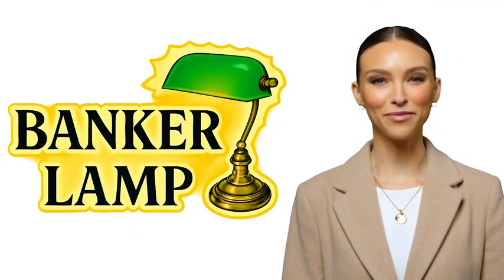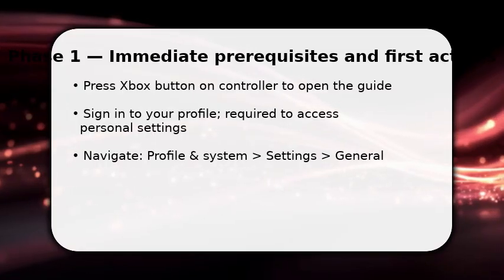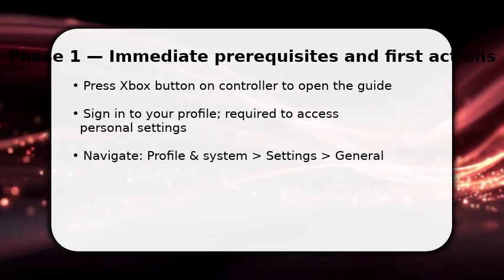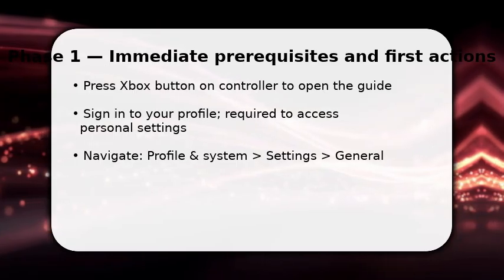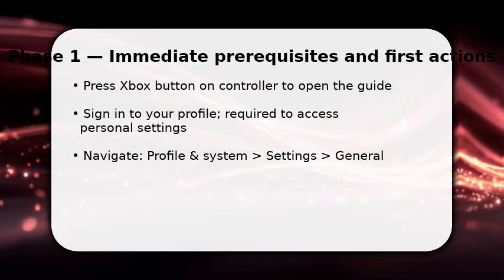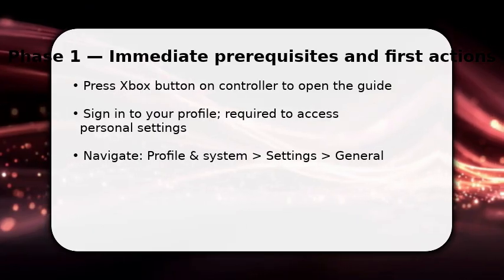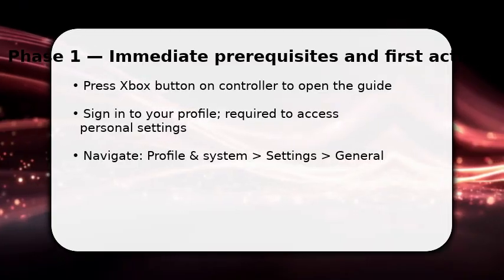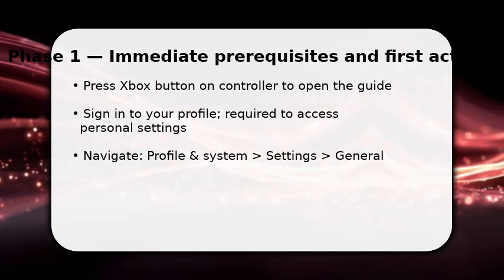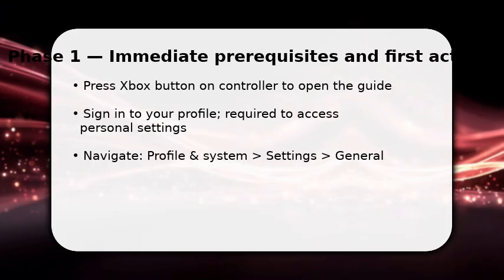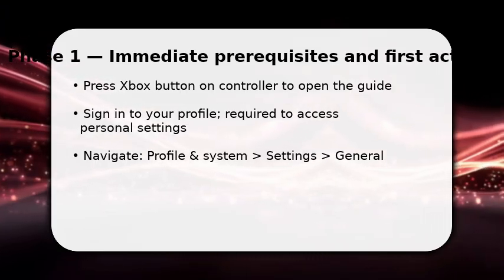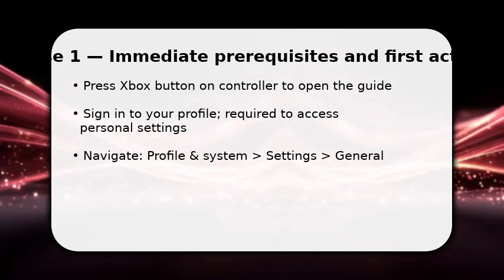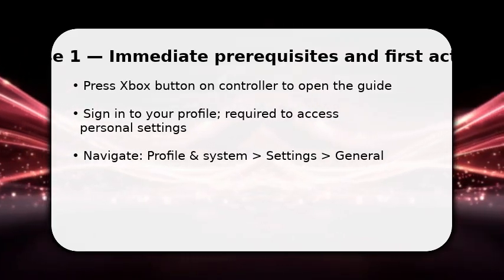Please enjoy the video. You start by powering on your Xbox Series X and pressing the Xbox button to open the guide. This gives you immediate access to console controls. Once done, make sure you're signed into the profile whose notifications you want to change, because notification rules are per account. From the guide, go to Profile and System, then Settings, and open the General category. These first steps are essential because they place you inside the menu tree where notification toggles live.